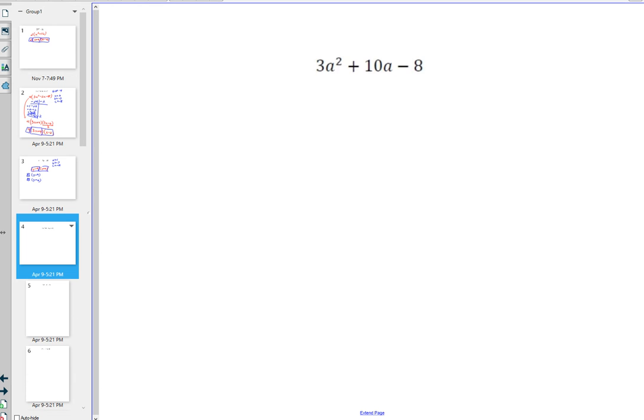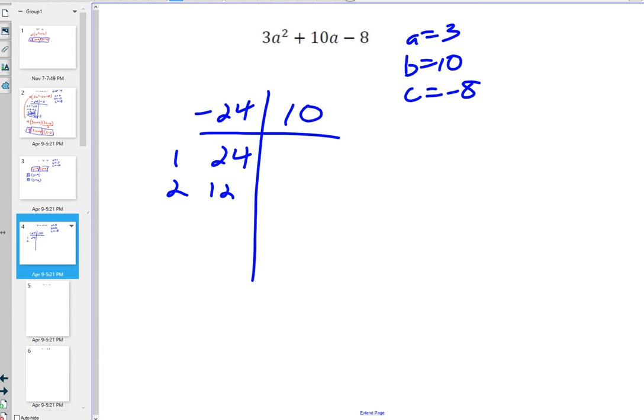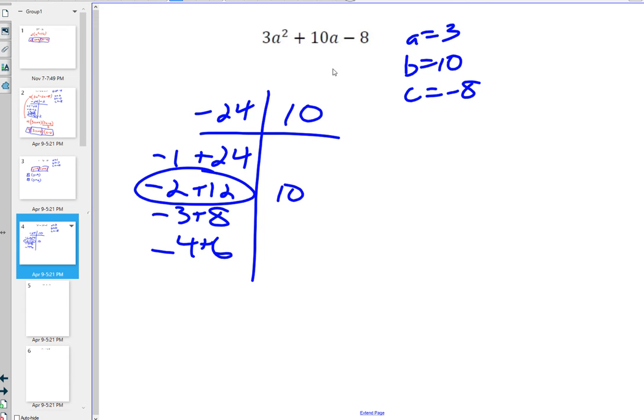Okay, this one's a little bit more challenging because A is not 1. There's also no GCF. So here A is 3, B is 10, C is -8, so the product is -24, and the sum is 10. 1 and 24, 2 and 12, 3 and 8, 4 and 6. Under this scenario, negative, negative, negative, positive, positive, positive.